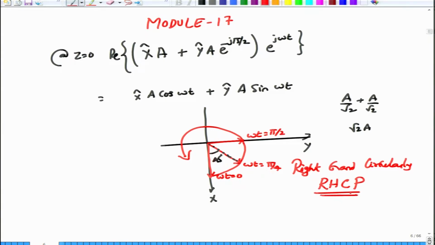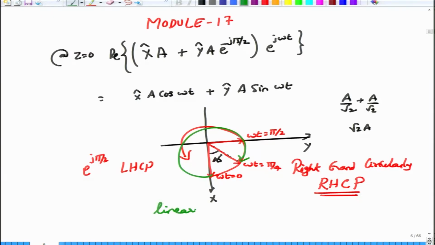Okay. You can show, I will leave this as an exercise, that if you change the phase from minus pi by 2 to plus pi by 2, you will end up with a left hand circularly polarized vector, which would actually move in this direction. Okay. So it would move in the direction that is opposite to that of the right hand circularly polarized wave. So you do have different types of polarization.